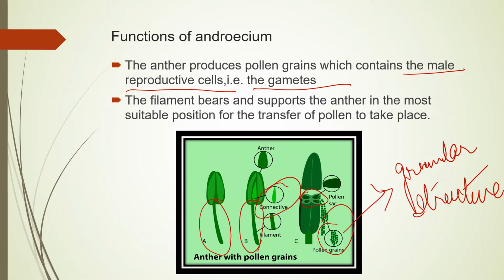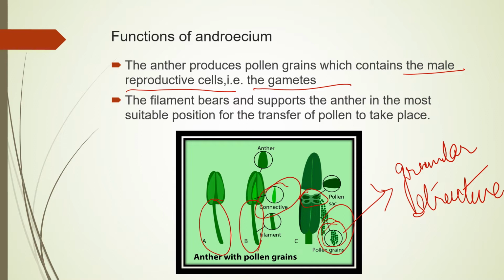In the previous slide also we said that the filament and the anther are the two parts, and the anther has 4 pollen sacs. Here we can see the pollen sacs distinctly, and they produce the pollen grains, which are fine powdery substances. So these are the two main functions of Androecium.